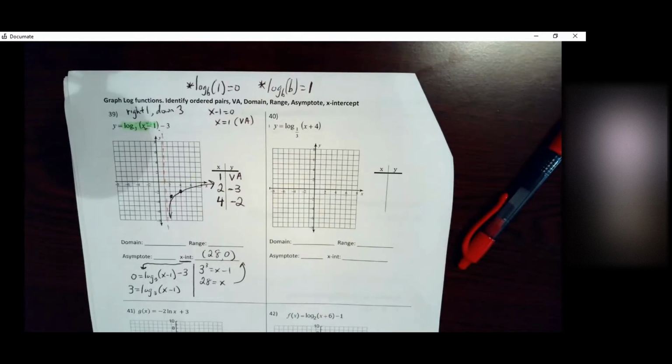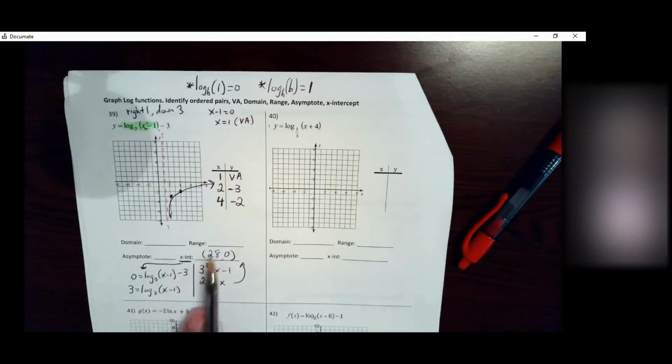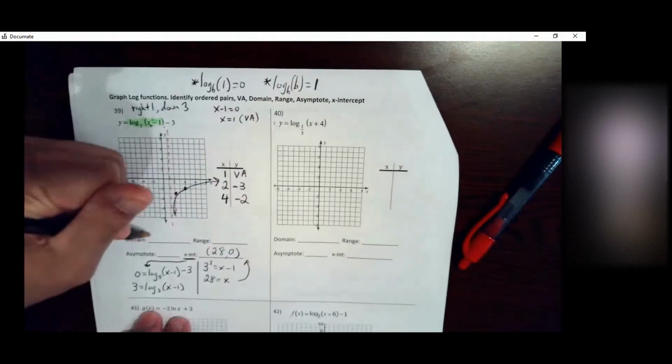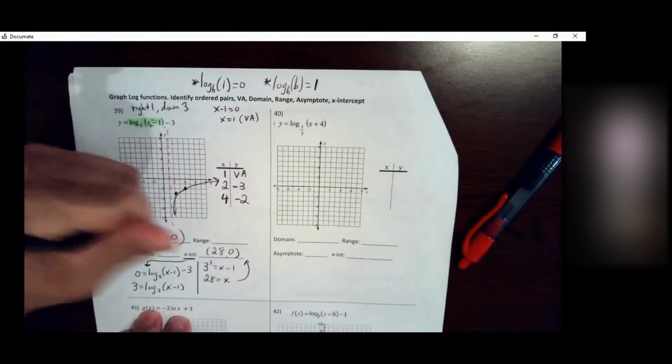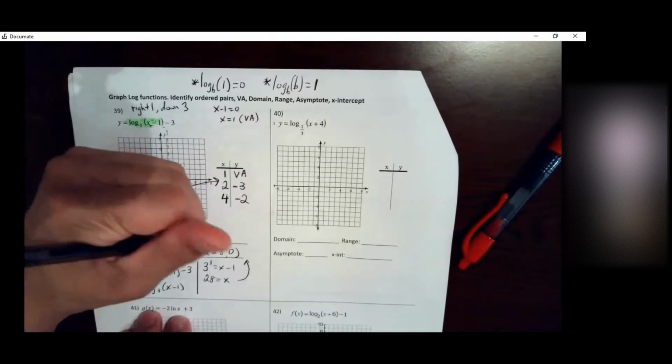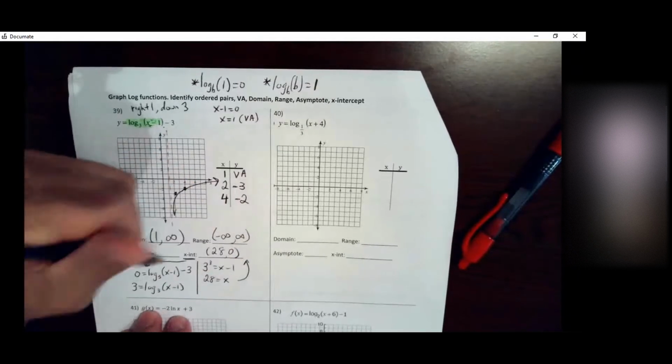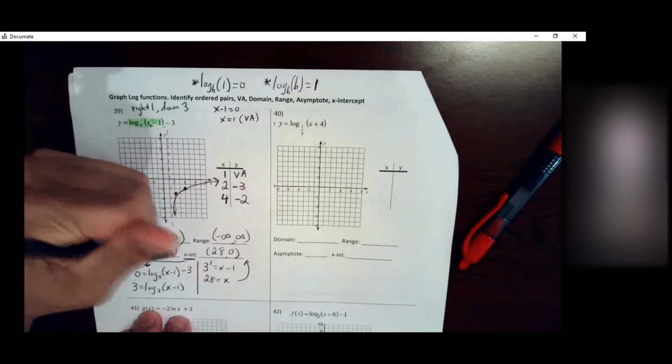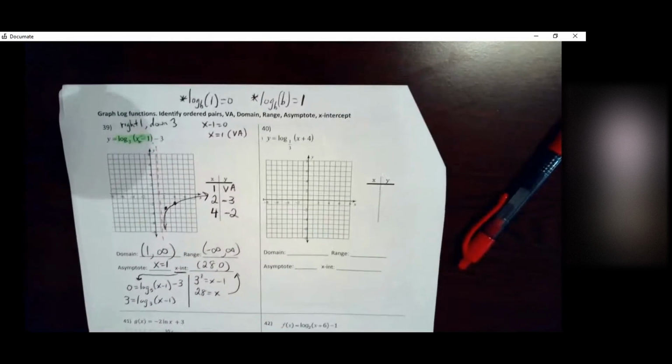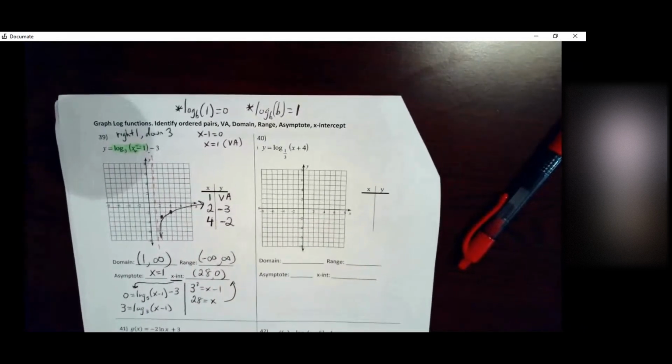It shifted left by 4. Did you finish filling out the rest of these? You did. Okay, sorry. Domain is 1, infinity. Range is -infinity, infinity. And then our asymptote was x equals 1.